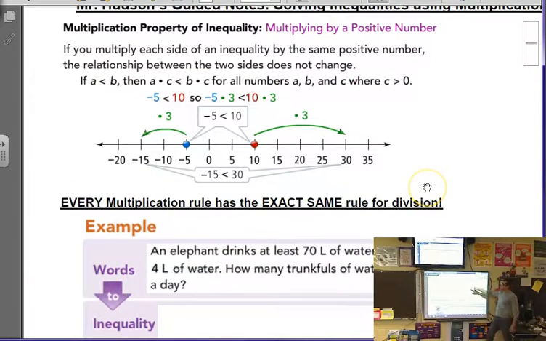So here's another example of that, looking at where we compare a negative and a positive to start. So -5 is less than 10, and then we multiply by 3 on both sides. That stays true because they're both positive.